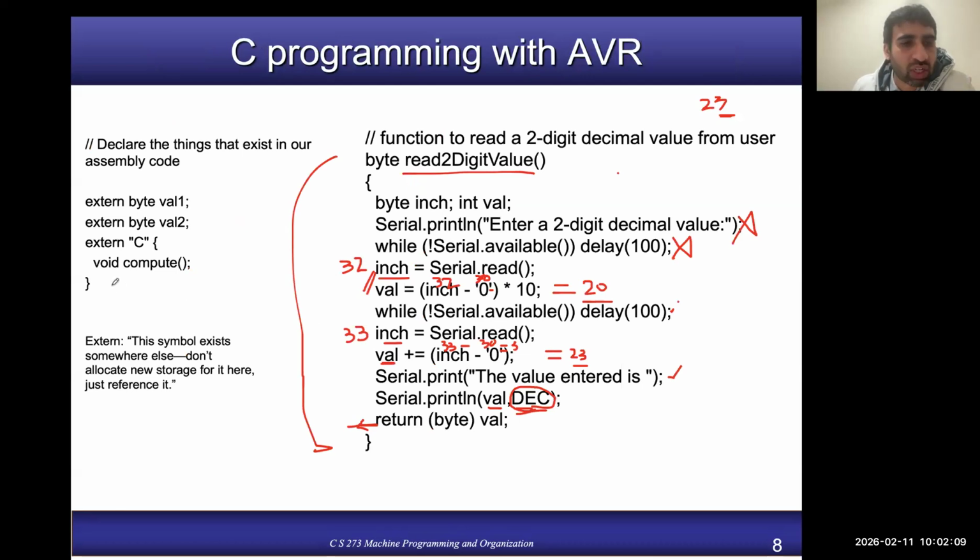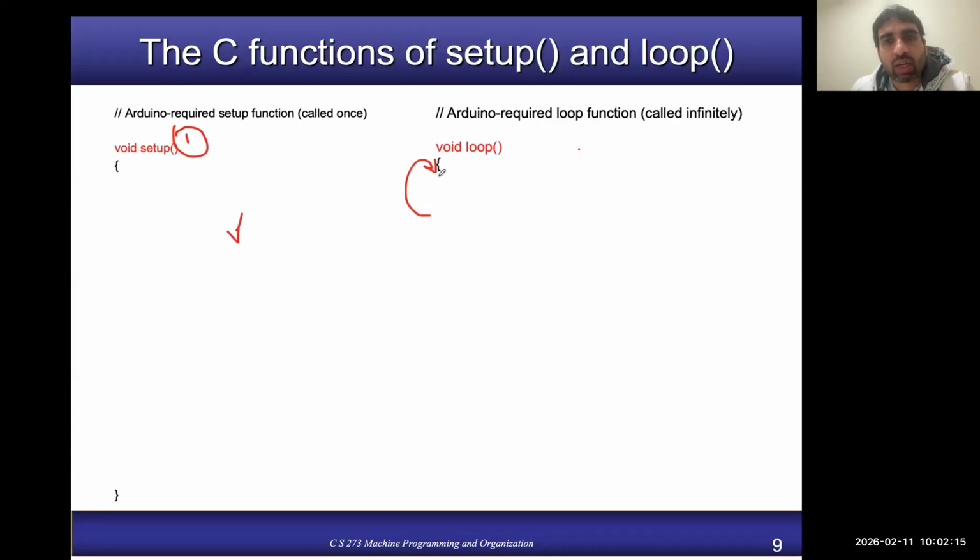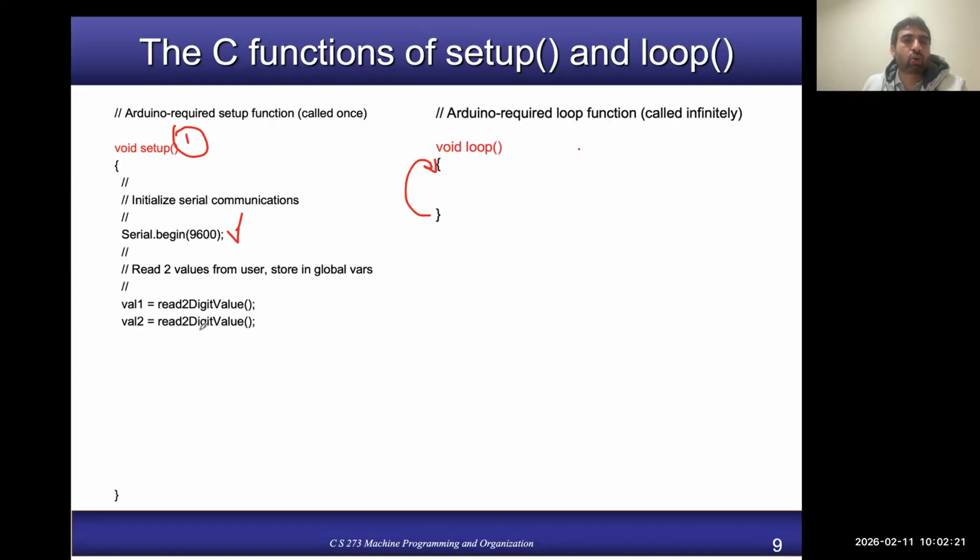So what is the sequence? First we define these include lines, then we define this function, then we have this void setup function, and then we have void loop. Now void setup is calling read two-digit value. It will basically read a two-digit value from your console and put it in val1, right? Let's say that two-digit value was 23. Then you are calling the same function again to read another two-digit value and put it in val2.